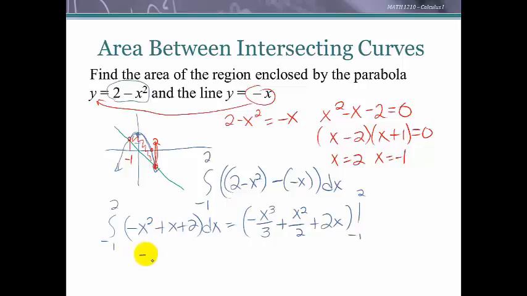And so we have negative 8 thirds plus 2 plus 4 minus, this would be 1/3, and this would be plus 1/2, and putting a negative 1 in here, minus 2. So it looks like when we combine those we get 9/2.